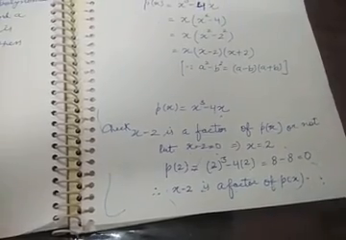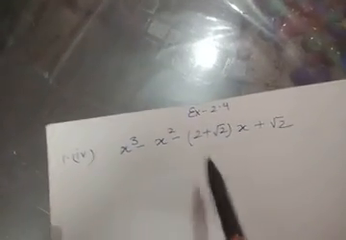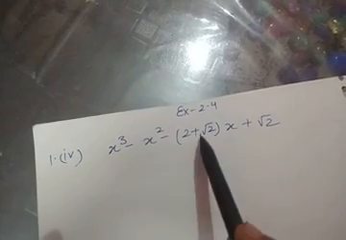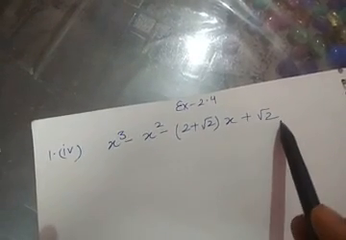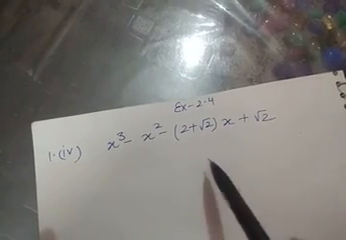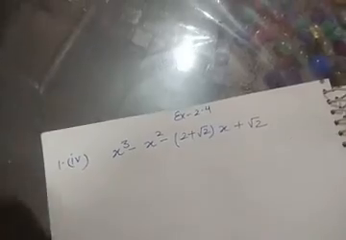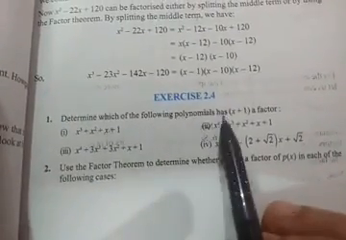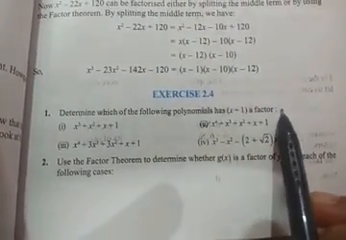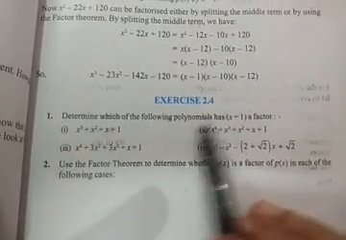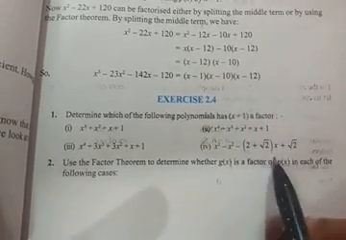Let's take one more example. Yes, this is one question of your exercise. x cube minus x square minus (2 plus root 2) into x plus root 2. This is the given polynomial. You want to check whether x plus 1 is a factor of this polynomial or not. Let me show you the statement of this sum in your exercise: determine which of the following polynomials has x plus 1 as a factor. These are the 4 given polynomials. You have to check which of the following polynomials has x plus 1 as a factor.